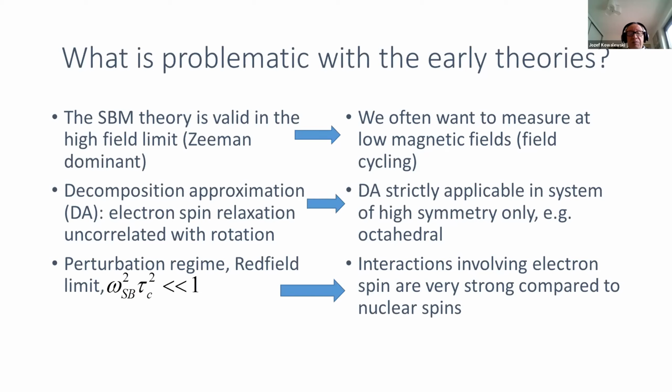Then we have the third problem, which is the validity of the perturbation regime, which is also known as Redfield limit. The problem there is that interactions which involve electron spin are very strong compared to nuclear spins. So it's not sure that if we take a product of the interaction strength squared with the correlation time squared, we get something much less than 1. And if this is not fulfilled, then we are out of Redfield limit, we are in trouble.